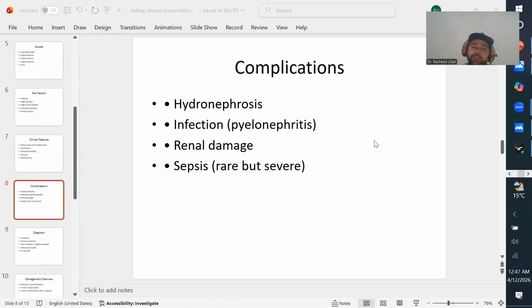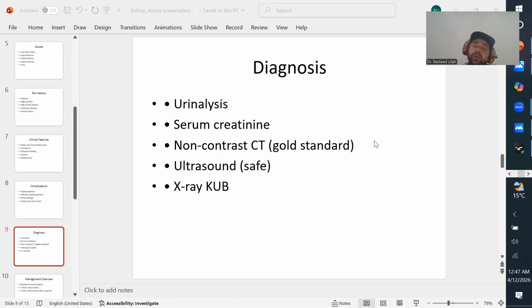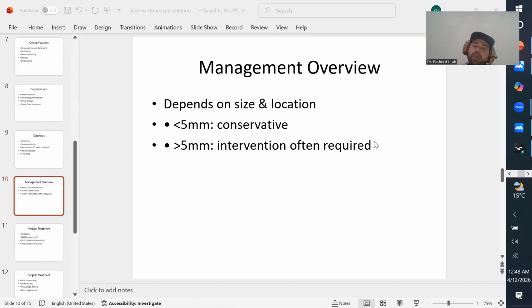Complications: hydronephrosis can occur, and infection can occur, like pyelonephritis, renal damage can occur, sepsis can also occur, which is rare but severe. Diagnosis: you can do urinalysis, you can check serum creatinine level, and you can also go for a non-contrast CT, which is gold standard. You can also go for ultrasound, which is safe. You can also go for X-ray KUB.